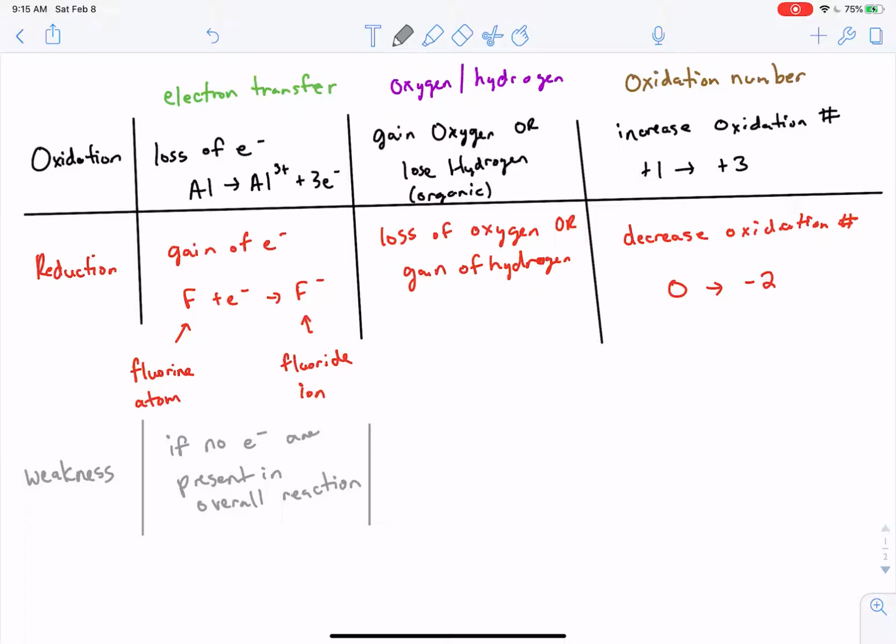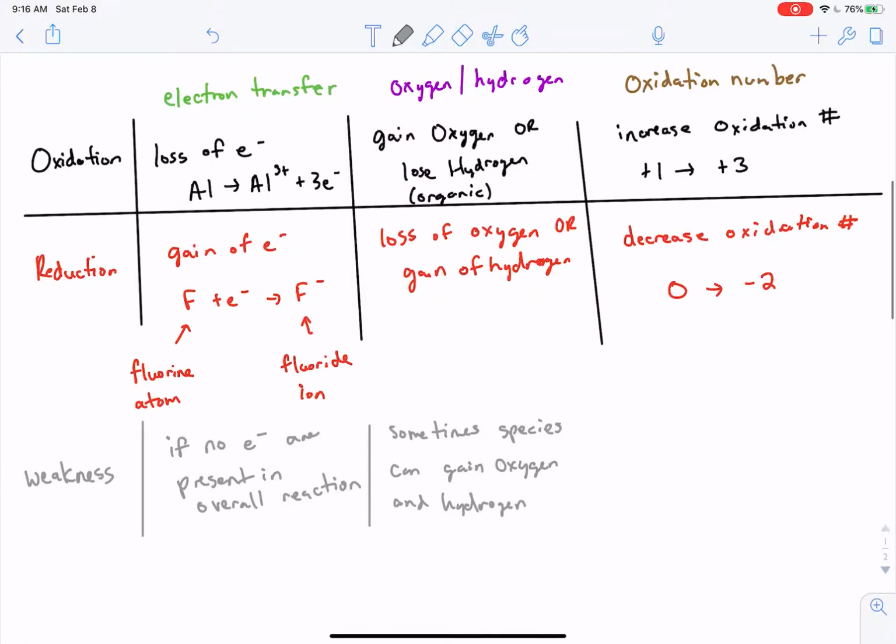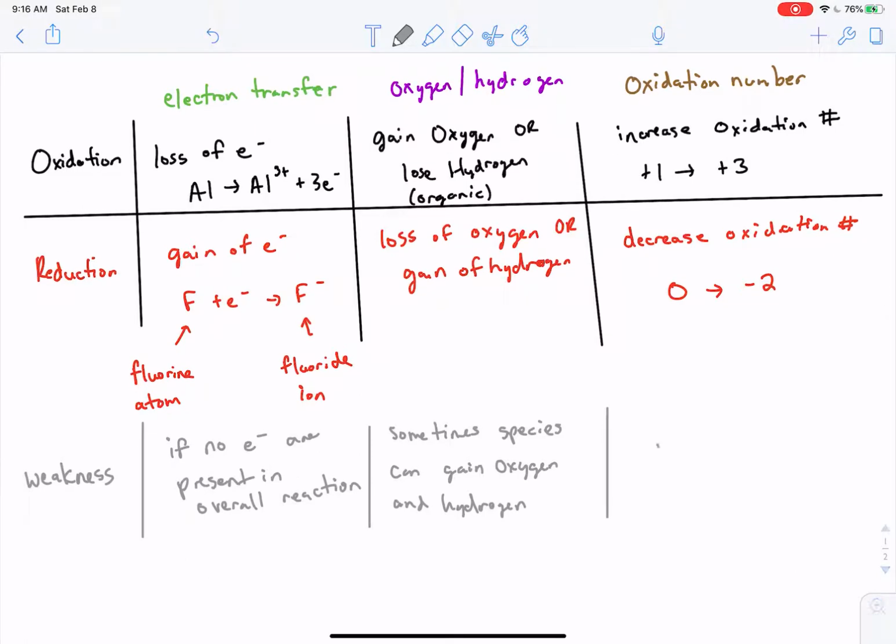In the oxygen hydrogen definition, sometimes species can gain oxygen and hydrogen. And so sometimes in these reactions it may appear that it's gaining hydrogen and oxygen. And so it's harder to differentiate between that.